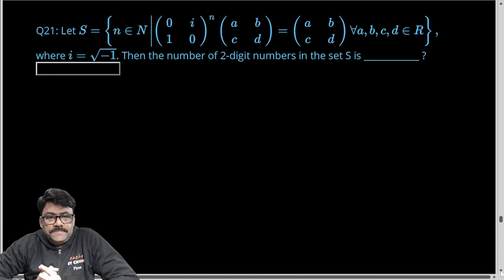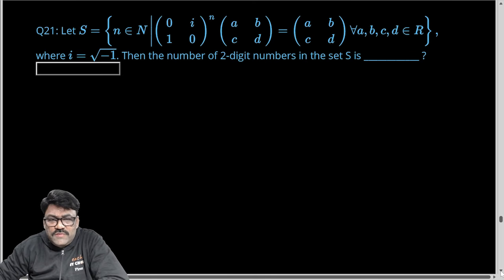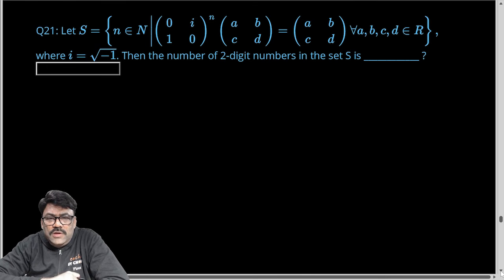See this question. They are saying that S is a set containing n, where n is a natural number, and n must satisfy this matrix equation. If I multiply this matrix with ABCD, I should get the same matrix ABCD. Here i is under root minus 1. So how many two-digit numbers are there in the set S?